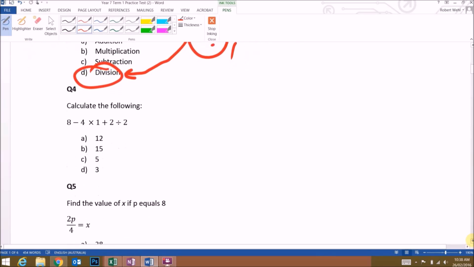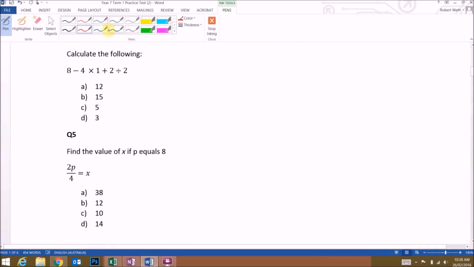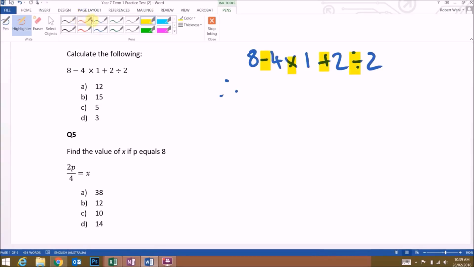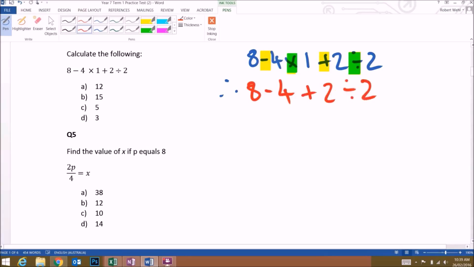Calculate the following. Okay, so we need to do this question. When we do these, you should set it out properly somewhere and do it step by step. So my operations are 1, 2, 3, 4 operations, and these two I need to do first, left to right. The first one I'll do is 4 times 1, which obviously is 4. And I'm still left with the rest of my expression.